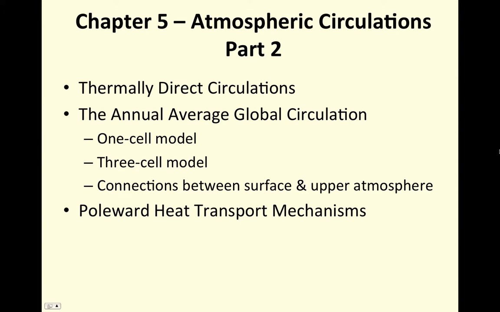Chapter 5, Part 2. We're going to look at thermally direct circulations, the annual average global circulation, including a simplified model called the one-cell model, moving up to a model that represents reality better, the three-cell model, and then connections between the surface and the upper atmosphere, and finally, net poleward heat transport mechanisms by the ocean and the atmosphere.